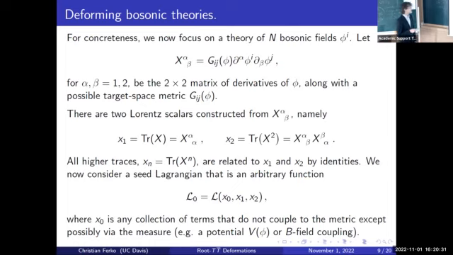So the trace of X alpha beta is just the usual kinetic term. It's the target space metric contracted against dφ dφ. And again, as I've said several times, since this is a 2x2 matrix, there's only one other Lorentz scalar that you can construct out of it, which is the trace of its square. So I'll call these two combinations lowercase x1 and lowercase x2.